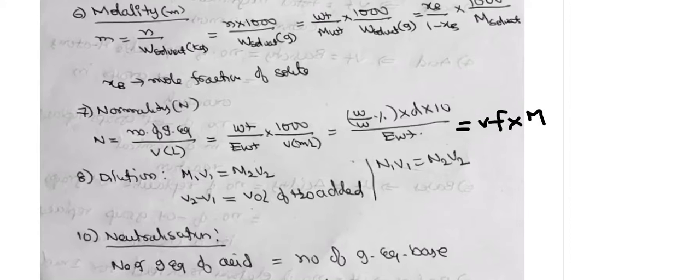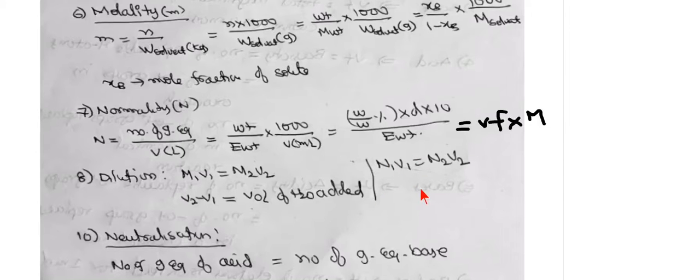For dilute solutions, what happens? If you are doing dilution, it means we are adding water. So initial concentration M1 and initial volume V1, final concentration M2 and V2 is the final volume, which means the volume of water added is V2 minus V1. So during dilution, N1V1 equals N2V2.